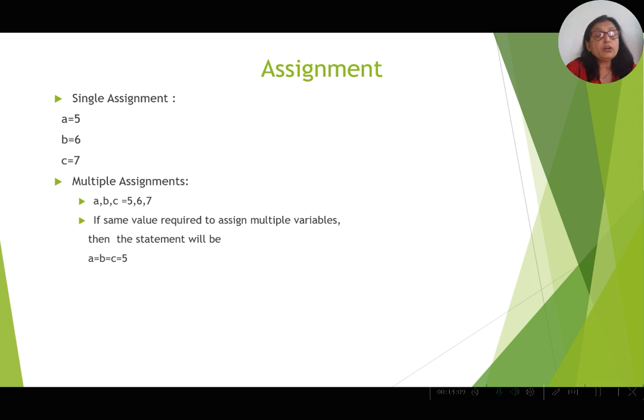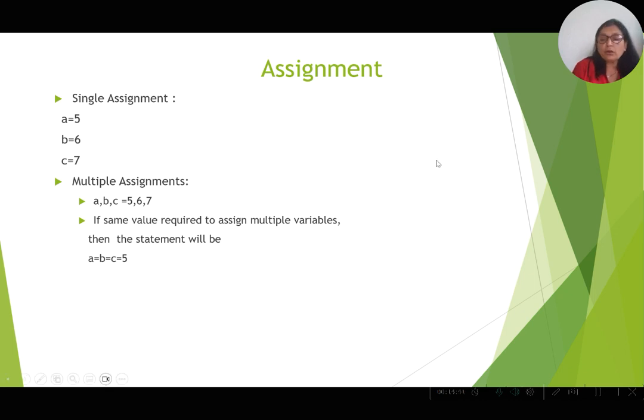And the other way of writing multiple assignments: sometimes we need to assign one value to multiple variables. In that case, you just write A equal to B equal to C equal to 5. That means A value is 5, B value is 5 and C value is 5. Okay, this is about your multiple assignments. When you do Python programs, you will get used to this type of multiple assignment.